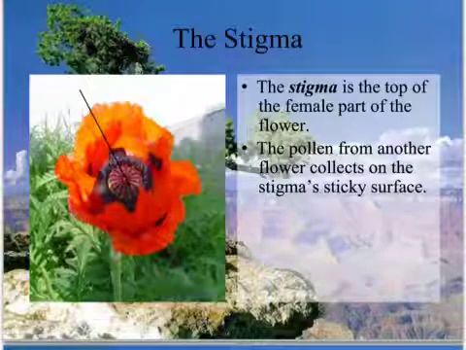The stigma, I think of stigmata, right? The hole in Christ's hands. The stigma is the top of the female part. It's the opening, and it's where pollination actually occurs. Pollination is the movement of pollen into or on the stigma.